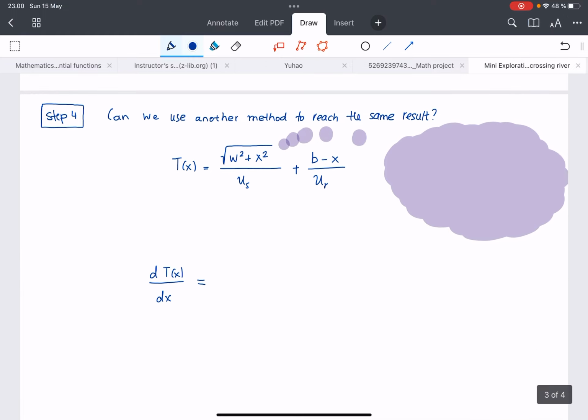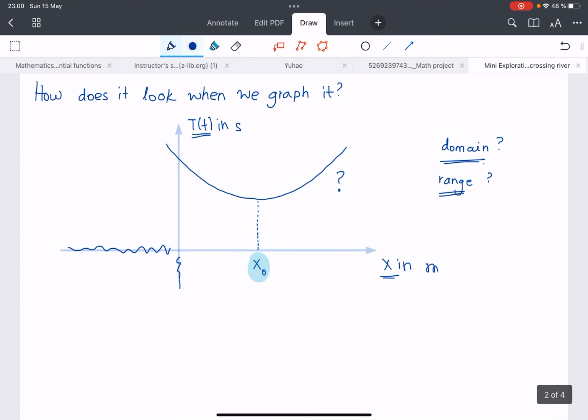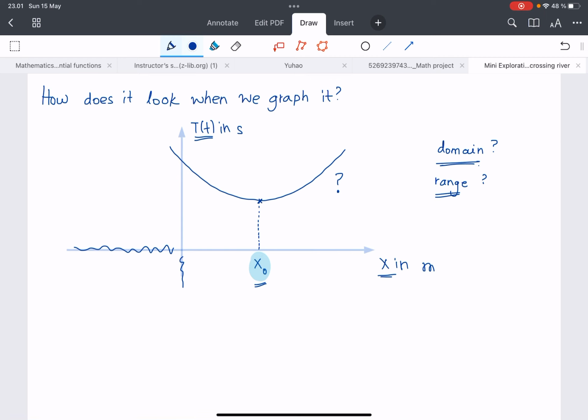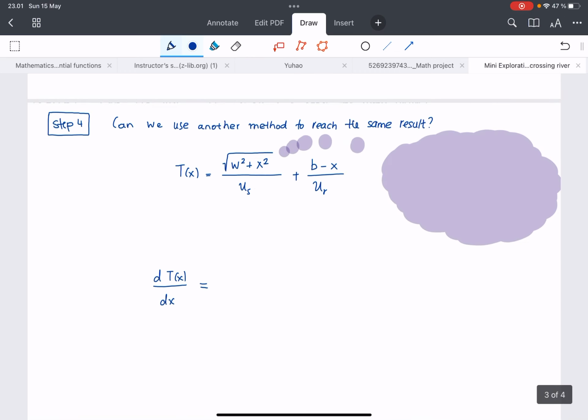So can we use another method to reach the same result? You have now basically figured out what the landing distance is in order to reach the buffalo in the shortest time, because that's when you get your minimum time. And maybe you can also ask yourself, what is the minimum time? Can we use another method to reach the same result?